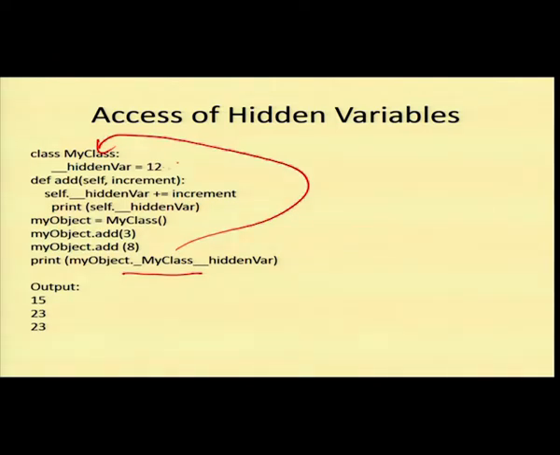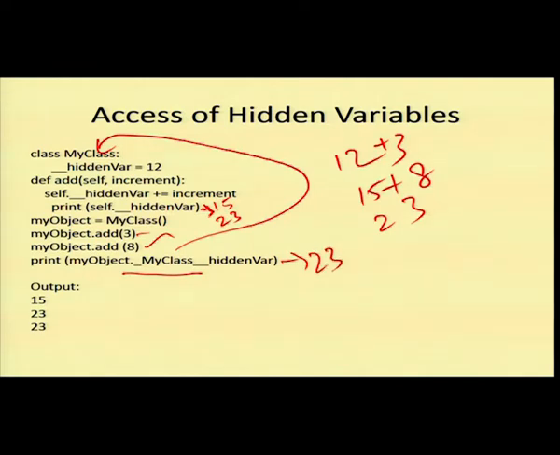When you call the variable, it will print the output. Initially the value is set to 12, now I am adding 3. So, 12 plus 3 becomes 15, now I wish to add 8, 15 plus 8 becomes 23. So, 15 and 23 will be printed by this particular print statement, and then this print statement again prints 23. That is the reason 23 is repeated twice. Hope you could understand. 15, 23, 23. So, this is how you access the hidden variable.